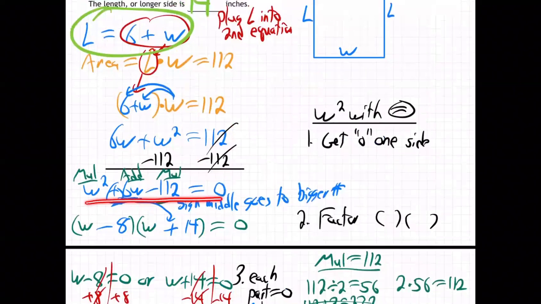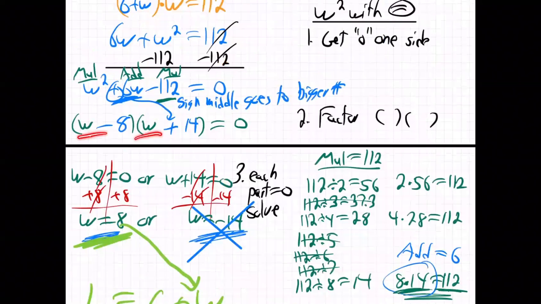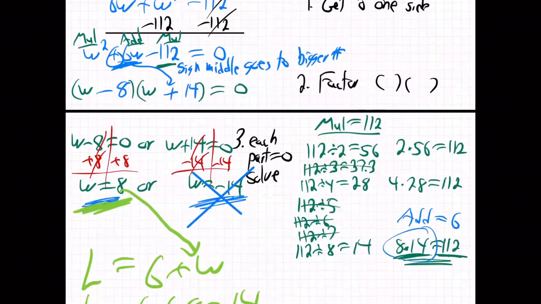Put these in order from highest power to lowest. Then we had to factor: multiply, add, multiply. That was a little tricky. We took the 112 over, which is a big number, and we said, what multiplies to be 112? We had no idea, so I divided by 2, 3, 4, 5, 6, 7, 8. And anytime I got a pair that worked, I wrote them out here. 8 and 14 was our pair. How did I know? Because they had to also add to be 6. No way 4 and 28 or 2 and 56 could have added to be 6. It's 8 and 14. So I wrote down 8 and 14, sign in the middle goes to the bigger.